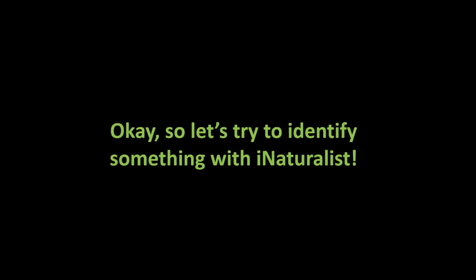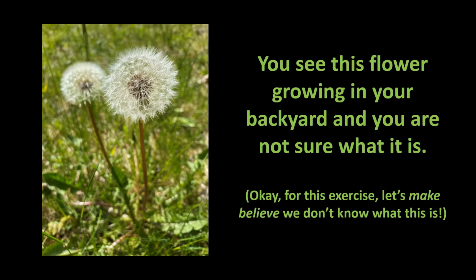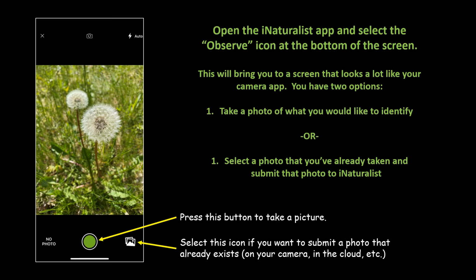Okay, so let's try to identify something with iNaturalist. You see this flower growing in your backyard, and you are not sure what it is. Okay, for this exercise, let's make believe we don't know what this is. Open the iNaturalist app and select the Observe icon at the bottom of the screen. This will bring you to a screen that looks a lot like your camera app.